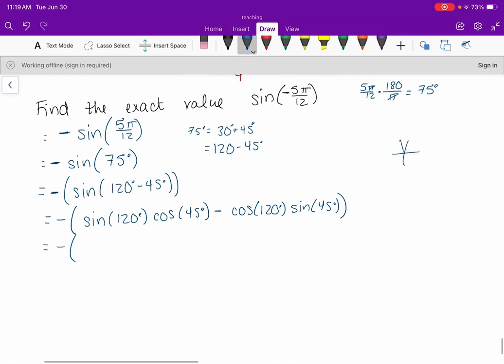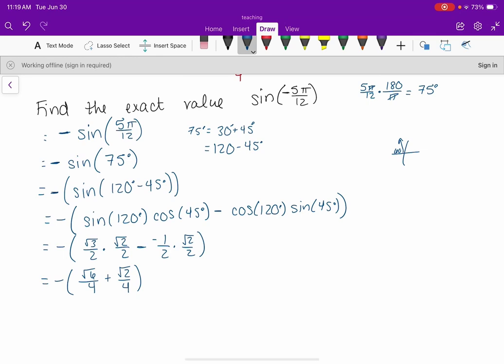120 is in quadrant 2. It has a reference of 60. The sine of 120 is the same as sine of 60, which is square root 3 over 2. Cosine 45, root 2 over 2, minus cosine 120 is negative 1 over 2. Sine 45, root 2 over 2. So I get negative root 6 over 4 plus root 2 over 4. So this is a negative root 6 minus root 2 all over 4.